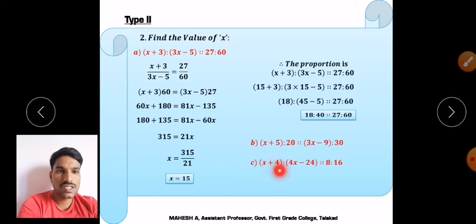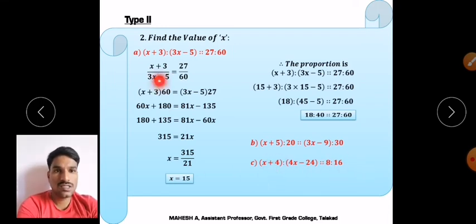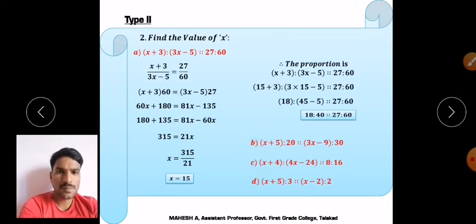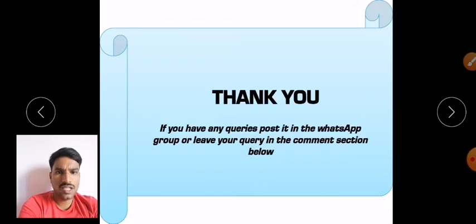And then x plus 4 is to 4x minus 2, 24 is equal to 8 is to 16. You just refer this answer and solve accordingly, you will get the solution. And the last one, x plus 5 is to 3 is equal to x minus 2 is to 2. The same procedure as the second question. Solve this the same way you do the second one. You will get the answer. You just solve all these questions which I have given in the type 1 and type 2 illustrations.